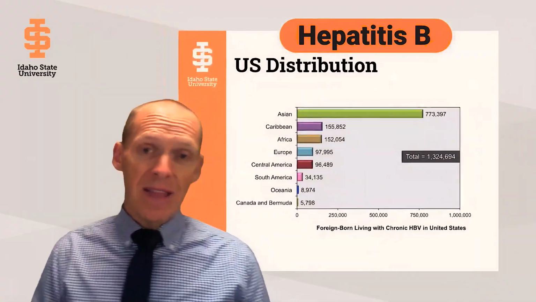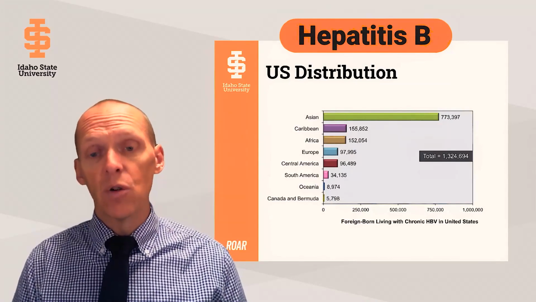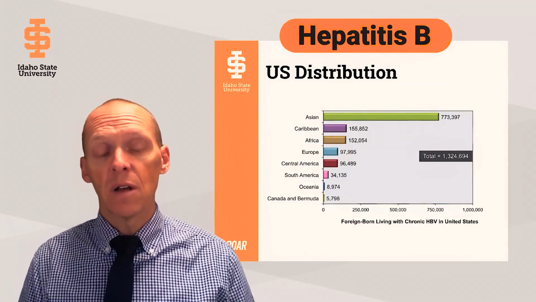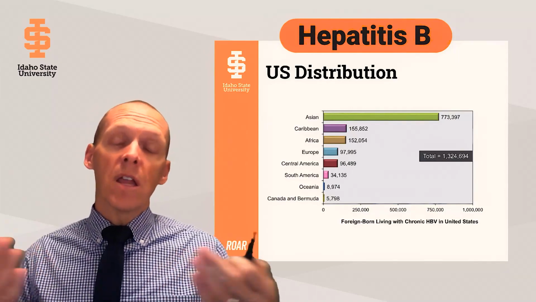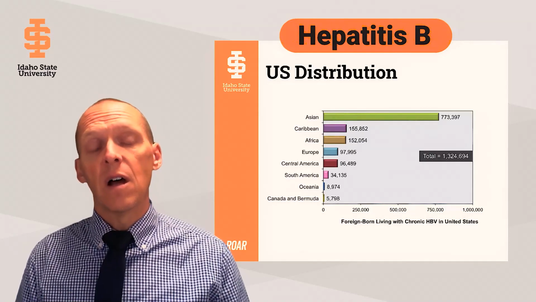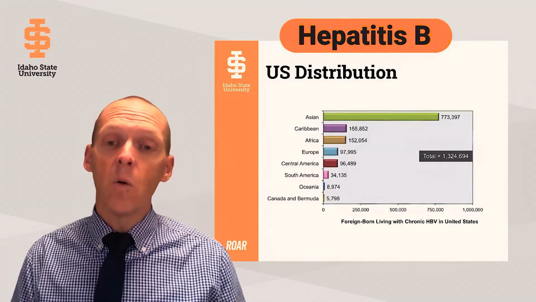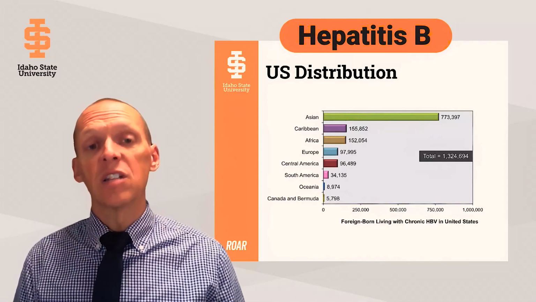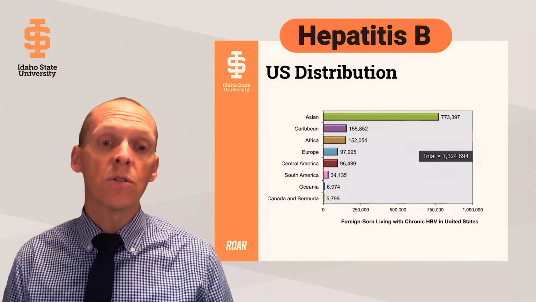Most of the hepatitis B that is seen in the U.S. occurs in foreign-born individuals, primarily in those from Asia. Therefore, if you are working in parts of the U.S. where there are higher pockets of Asian communities, you may see more. However, it is fairly uncommon to see it in U.S.-born individuals.